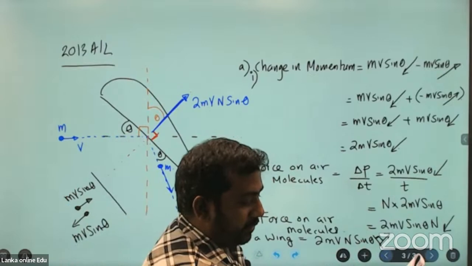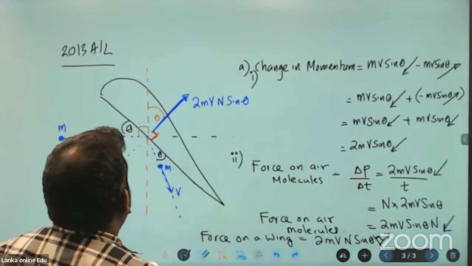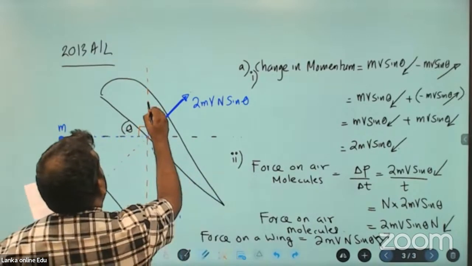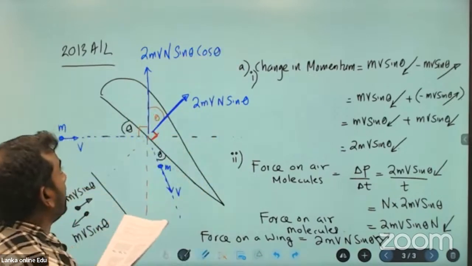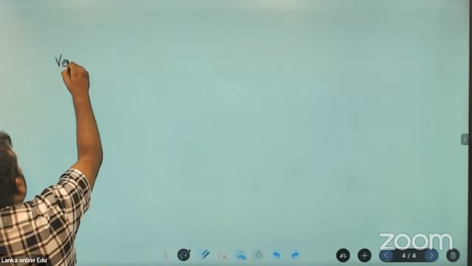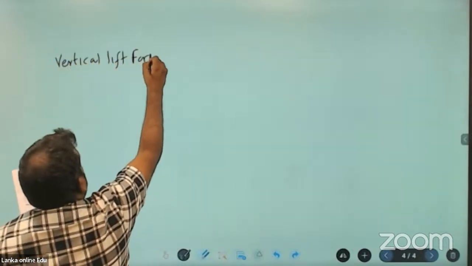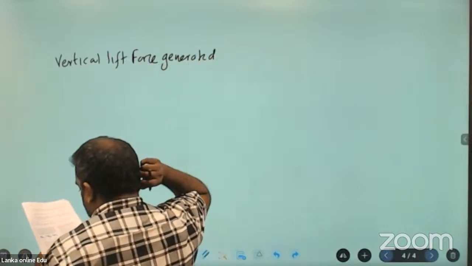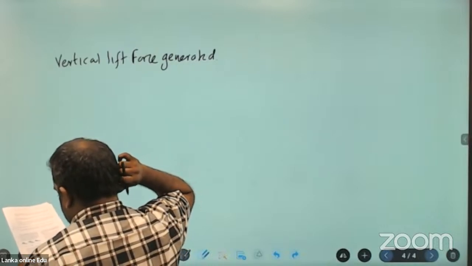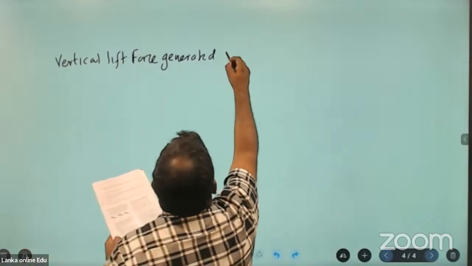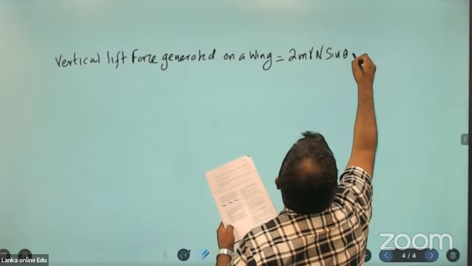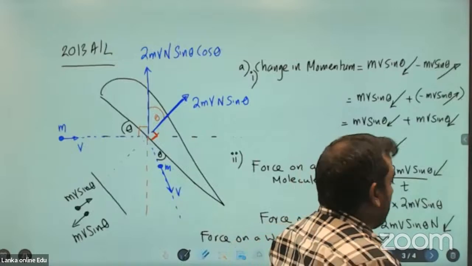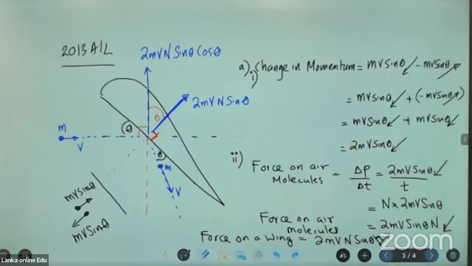They're asking you to find the vertical lift force generated. So here in this picture itself, I can show the vertical lift force generated. Vertical lift force generated on a wing is equal to 2mvn sin theta cos theta. Once you need it, carefully write it down.